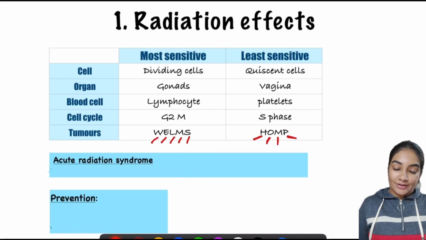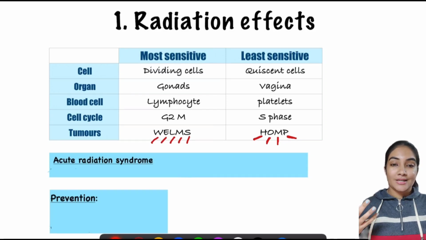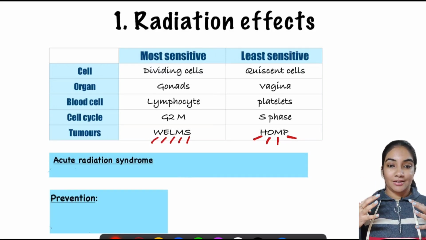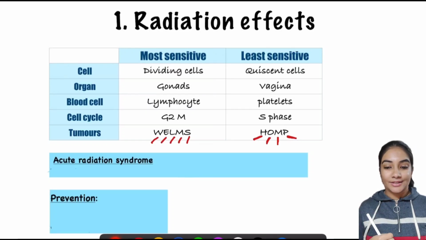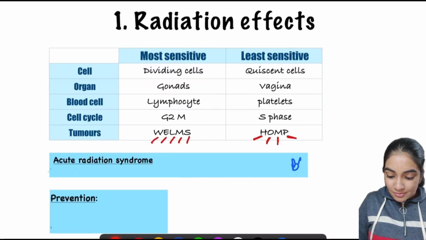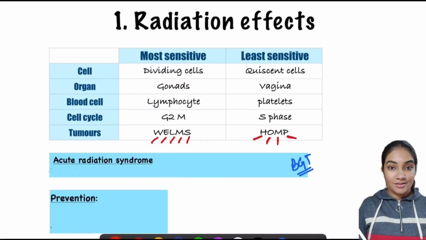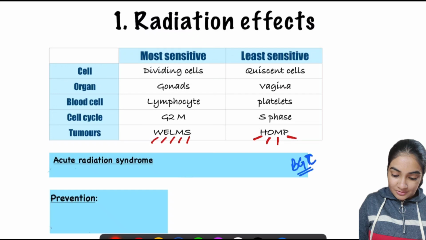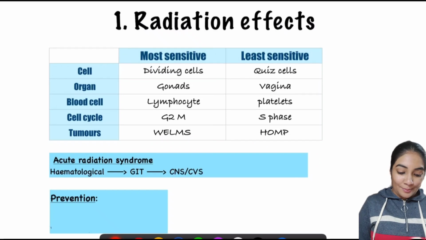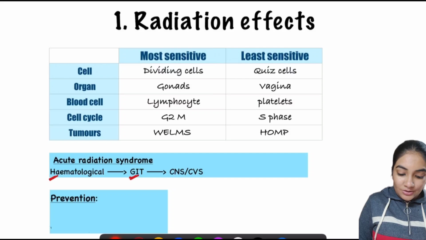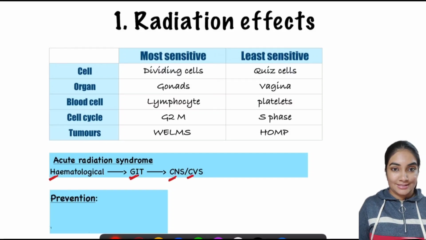Okay. Now, acute radiation syndrome. If you are exposed to a lot of radiation at a time, how will your body react and what systems will go first? To remember the order, you remember what was going on in cricket right now. It was the BGT series, right? So you will remember BGC, Border Gavaskar Cricket Series. Okay. So what is the acute radiation syndrome? It is blood or hematological, then GIT, and then your cardiovascular and your CNS systems.